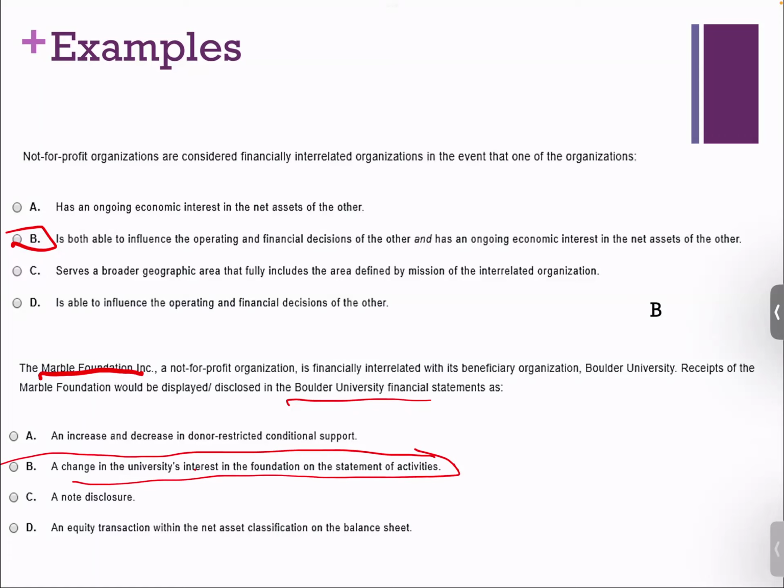If you look at the others, an increase and decrease in donor restricted conditional support. I could see the increase in donor restricted support, but I don't really see the decrease because it's only talking about receiving money. No disclosure, no. I mean, these are one entity, right? And then equity transaction wouldn't be an equity.